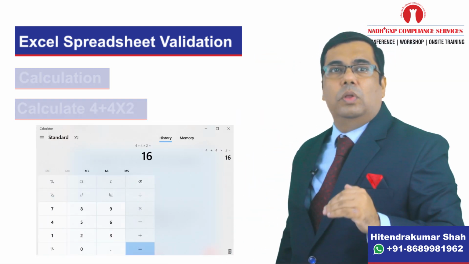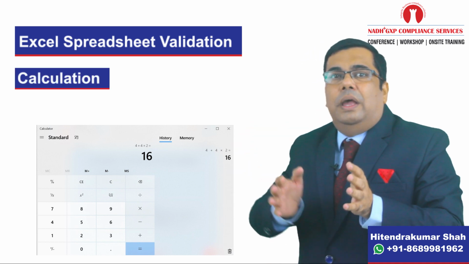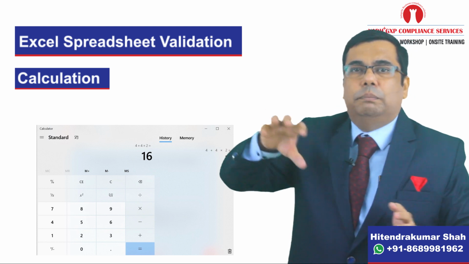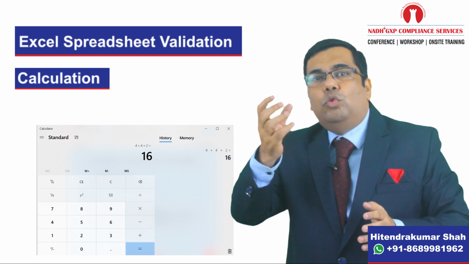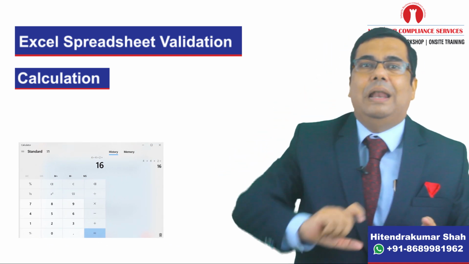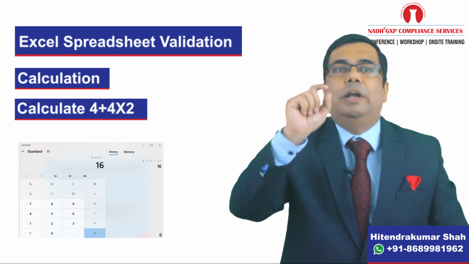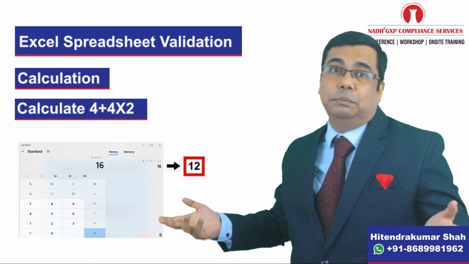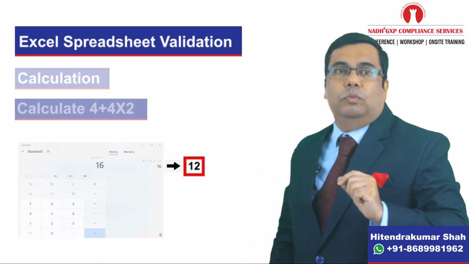What is the answer? If you perform this simple calculation using the calculator of your computer, you will get the answer 16. If you use your mobile phone calculator to perform this simple calculation of 4 plus 4 into 2, you will get the answer 12. Then which one is correct? Yes, the answer 12 is correct.